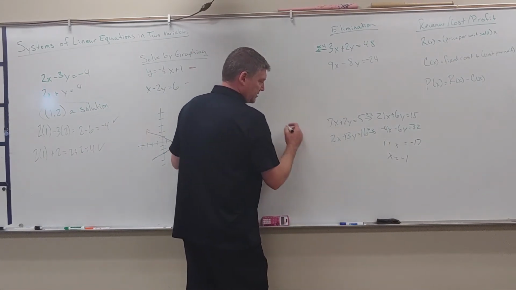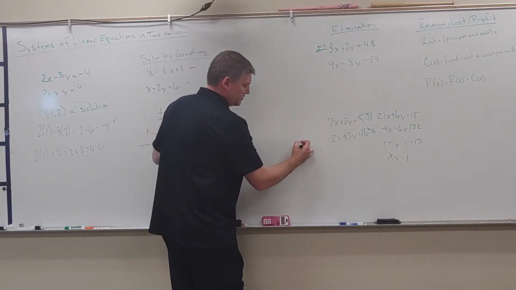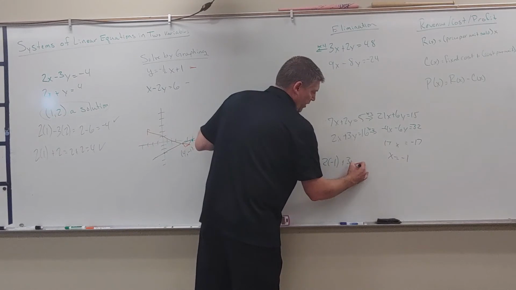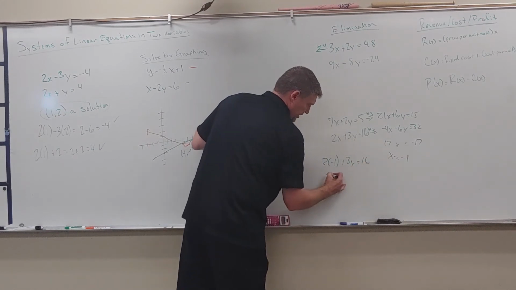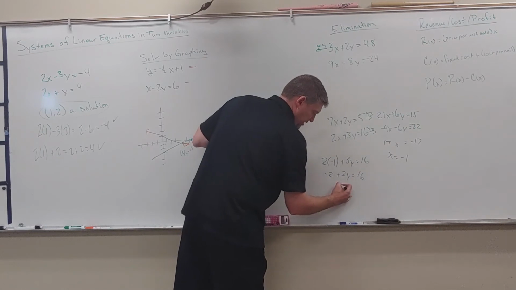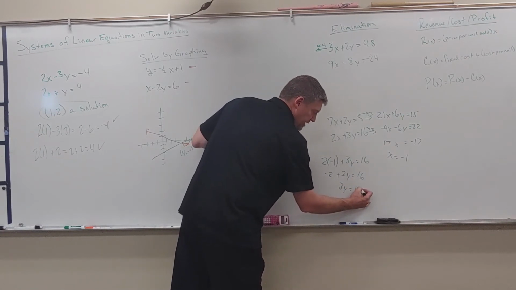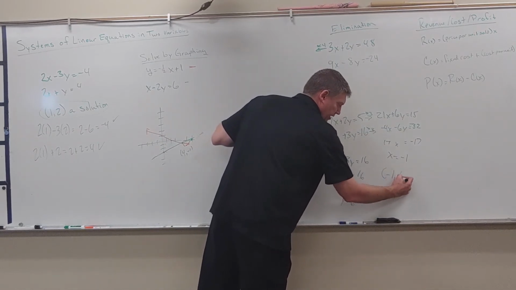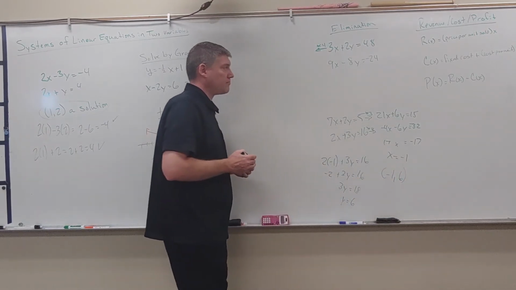Okay. Now I'm going to take that negative 1 and plug it back in. So I have 2 times negative 1 plus 3y equals 16. Negative 2 plus 3y equals 16. 3y equals 18, or y equals 6. So now I have the coordinate negative 1, 6.